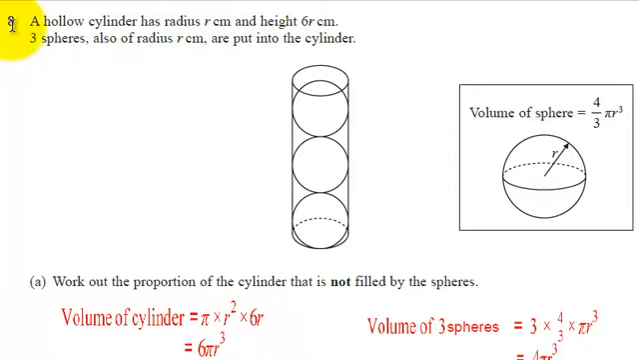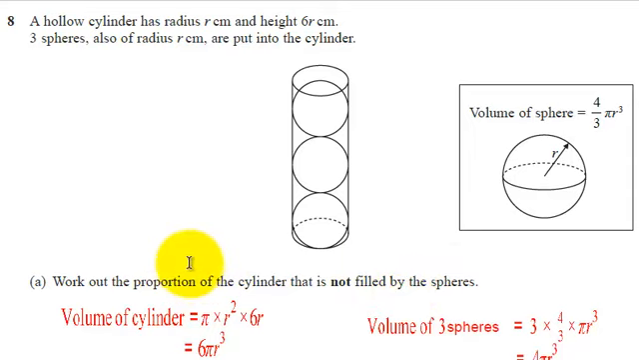Question 8. A hollow cylinder has radius r centimeters and height 6r centimeters. Three spheres, also of radius r centimeters, are put into the cylinder. It's almost like there's three tennis balls inside a container. Part A. Work out the proportion of the cylinder that is not filled by the spheres.